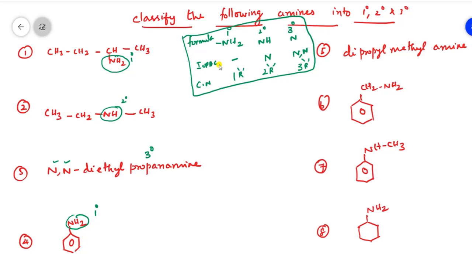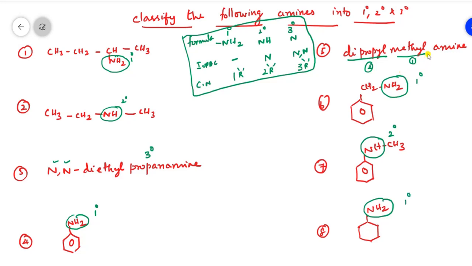So that is the trick to find out the type of amines. From the formula, NH2, NH, N. From the IUPAC name, no N, only one N, and two N's. And in the common name, one alkyl group, two alkyl groups, three alkyl groups. See, here the three alkyl groups are present: one methyl group and two propyl groups. So it is a tertiary amine. Here the formula is given. The formula consists of NH2, and so it is a primary amine. The formula consists of NH, and so it is a secondary amine. The formula consists of NH2, it is a primary. So the classification is very clear.